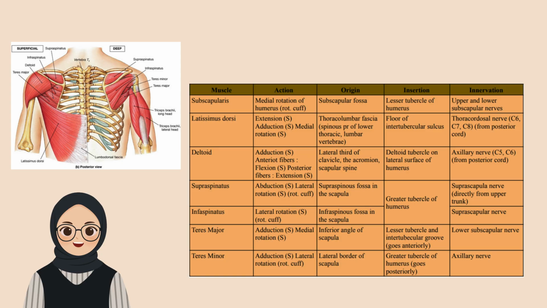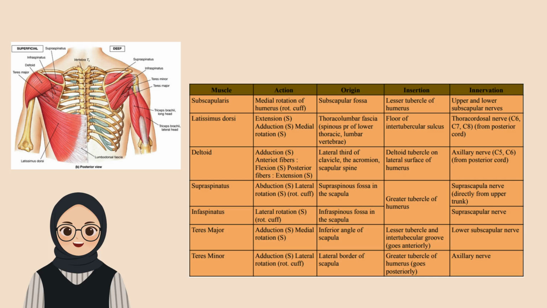There are many muscles in the scapula. First, subscapularis. The action is medial rotation of humerus, and the origin is subscapular fossa. The origin is the starting point of attachment, while the insertion is the end point of attachment. Subscapularis: the origin is subscapular fossa, and insertion is lateral tubercle of humerus. The innervation is upper and lower subscapular nerve.